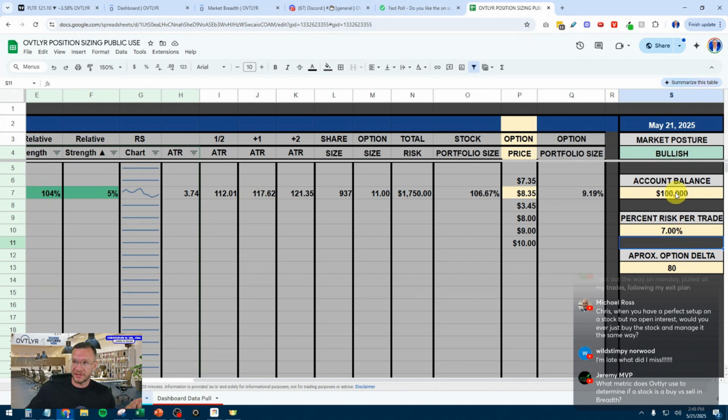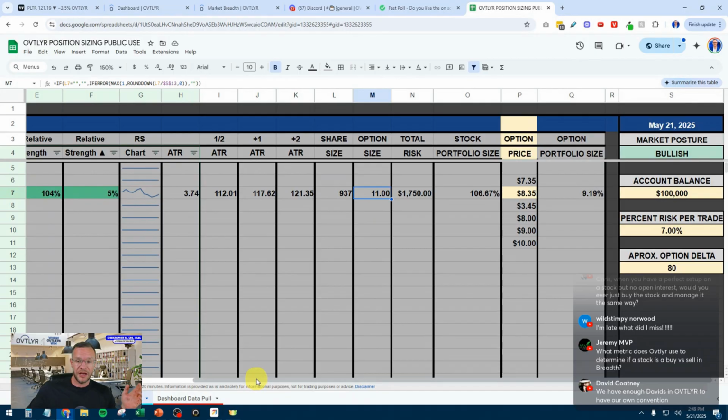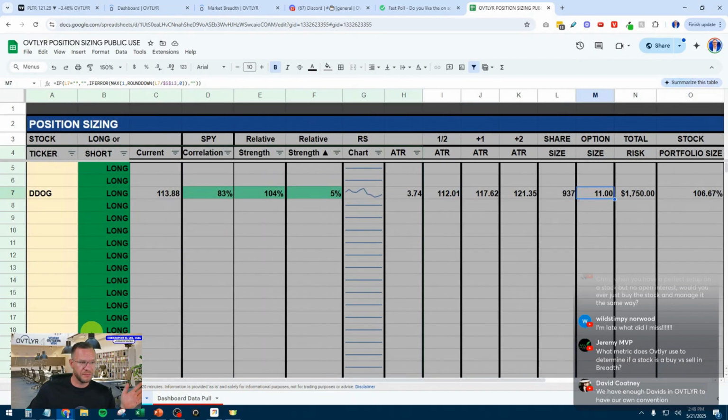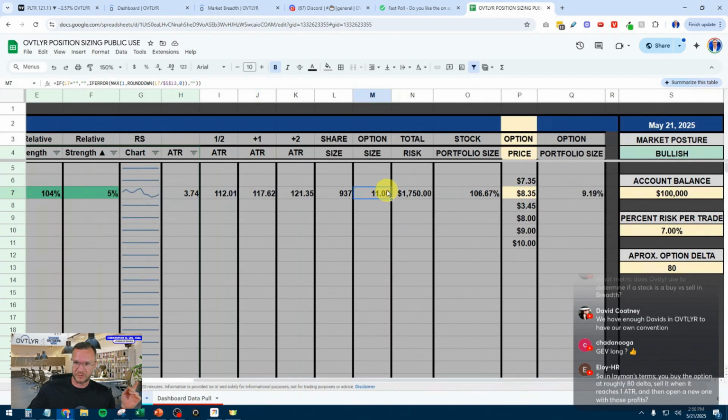So for example, in this case, if my account was 100,000, I'd be buying 11 contracts. Now, for some people, that'd be like, no way. That's nothing, right? But that is a tremendous amount of risk. A tremendous amount of risk. 11 contracts here. That's 7% on 100,000, right?